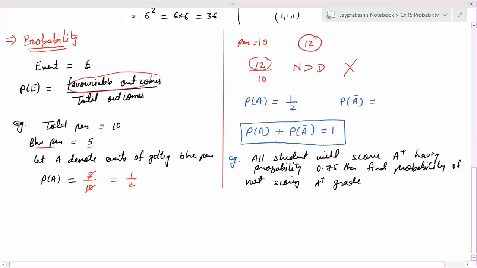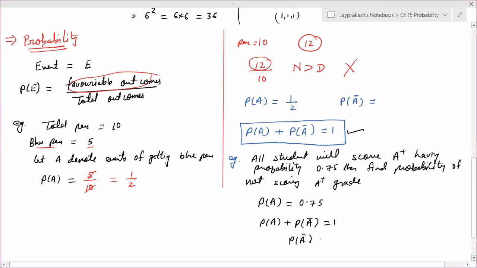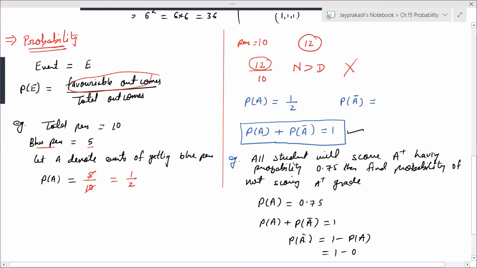So can we use this formula? In this case, we will consider scoring an A plus grade as event A. So that is 0.75. Now the sum of the probabilities will be 1. That is, those scoring an A plus, and those who are not scoring an A plus, A bar, is 1. So can we create the formula P of A bar is equal to 1 minus P of A? Yes, sir. So this probability is 0.25.